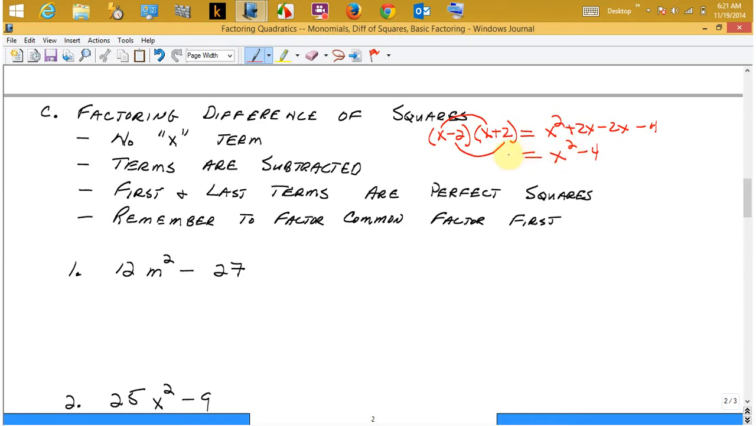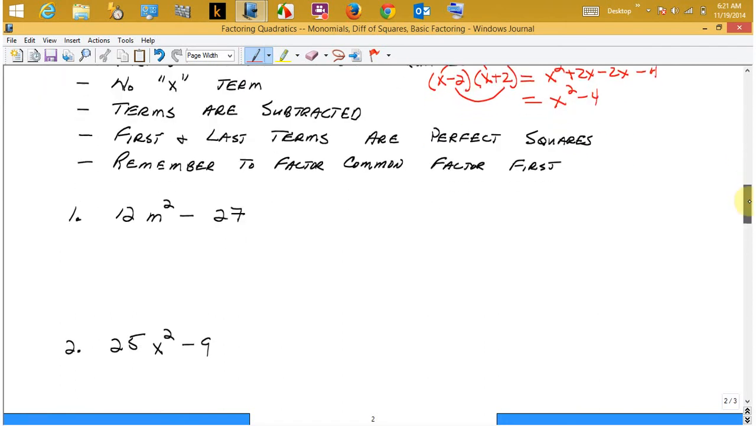So that's how I get the difference of squares, because the first term would be x squared, and the second term would be 2 squared, and in the middle, because of the subtraction, I would have a subtraction. So this is a difference of squares. And once again, the x term has gone away. So how I factor these is like this.